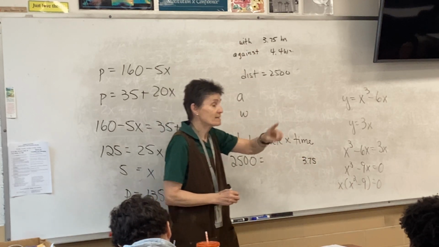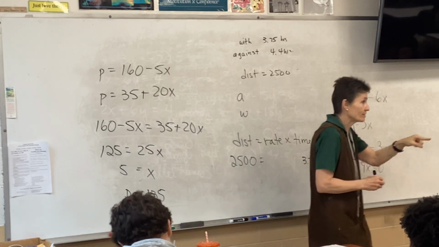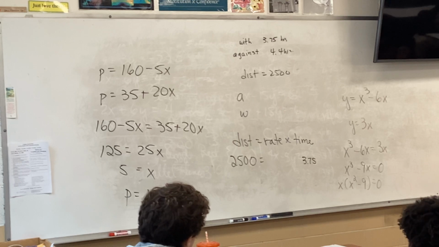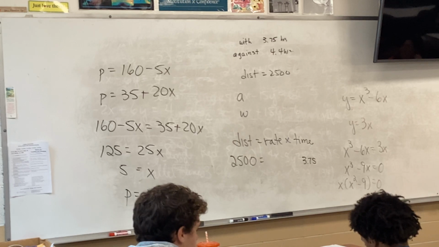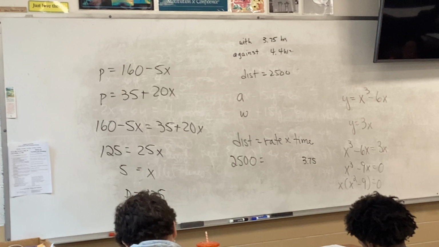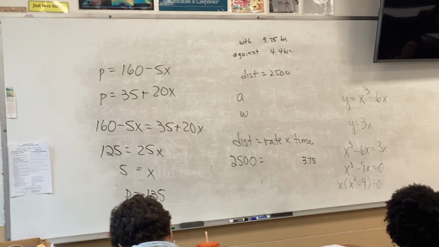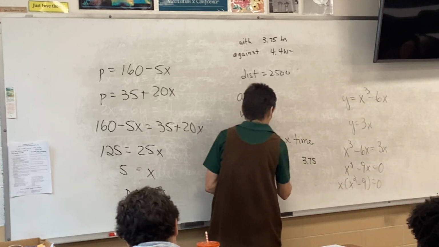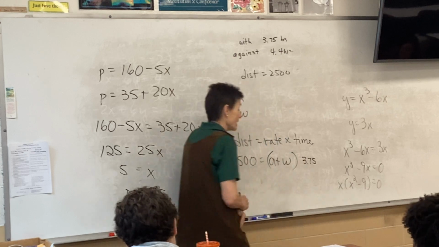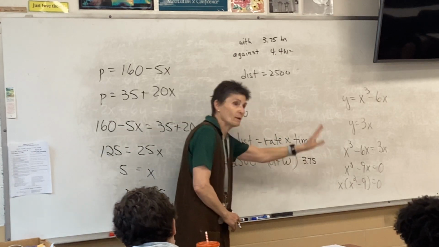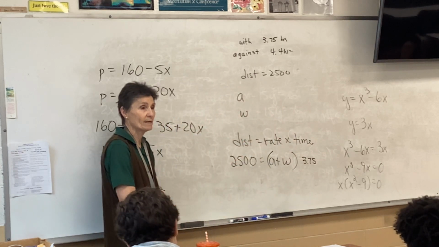Now, what is my rate with the wind? You understand what with the wind means? It means the plane and the wind are going in the same direction. So I don't know either one of those two numbers, but if they're going in the same direction, I'm gonna add them together. So A plus W is my rate with the wind, and it takes me 3.75 hours with the wind.